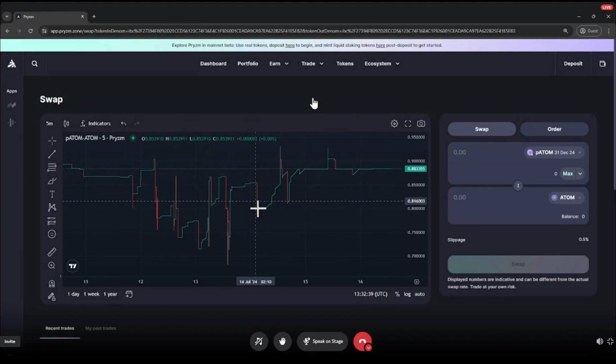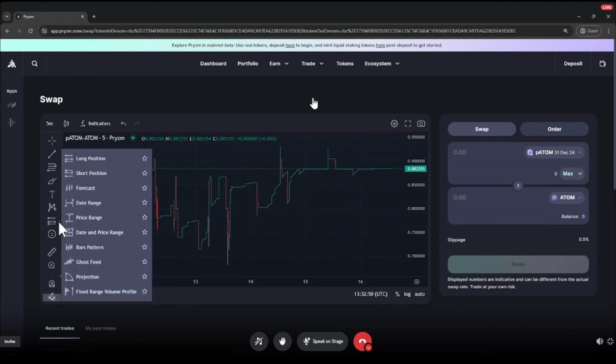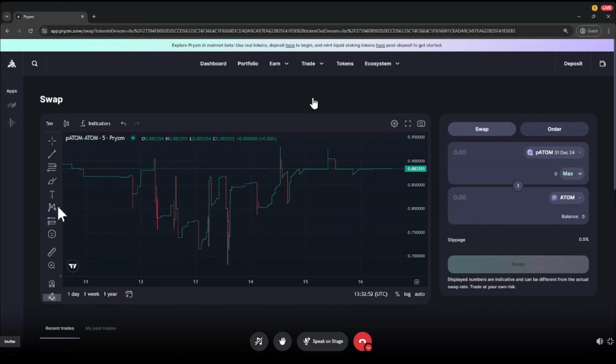And because as people buy pATOM or sell pATOM, the price of it moves around versus ATOM. So you've got opportunities here where, let me do, I'm just trying to remember my trading views. Where are the labels?